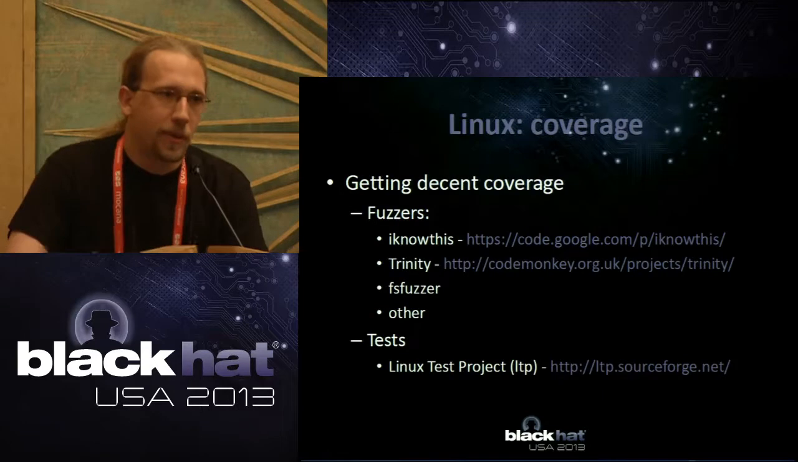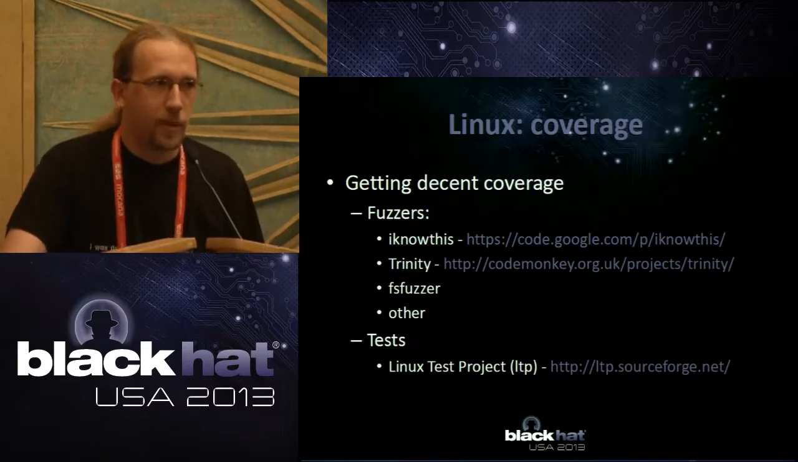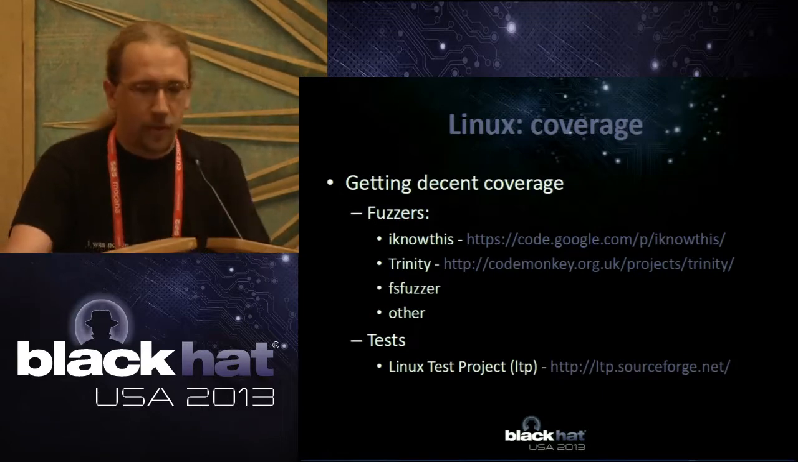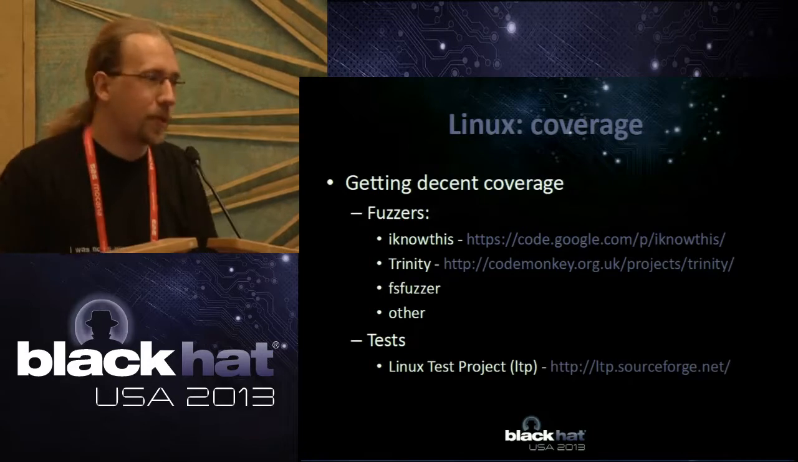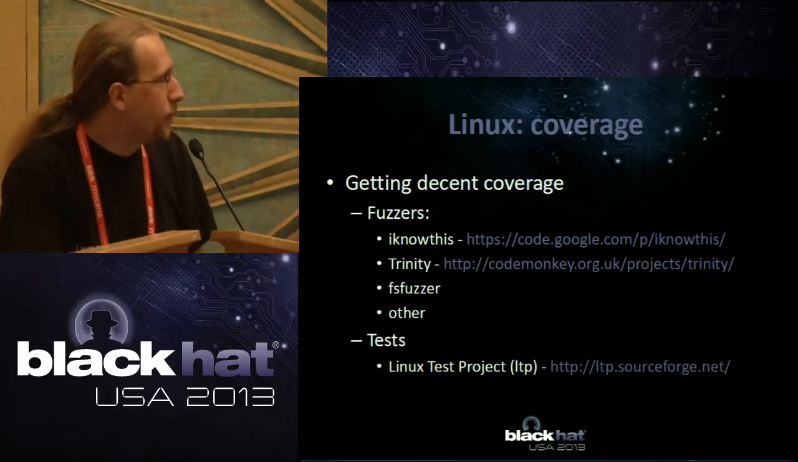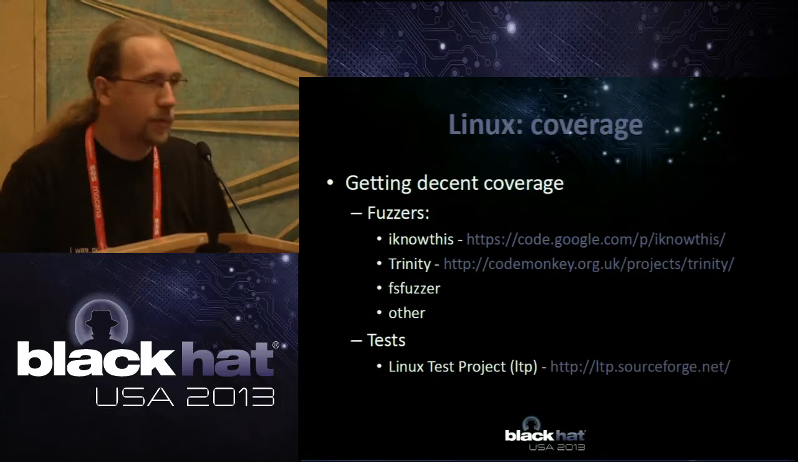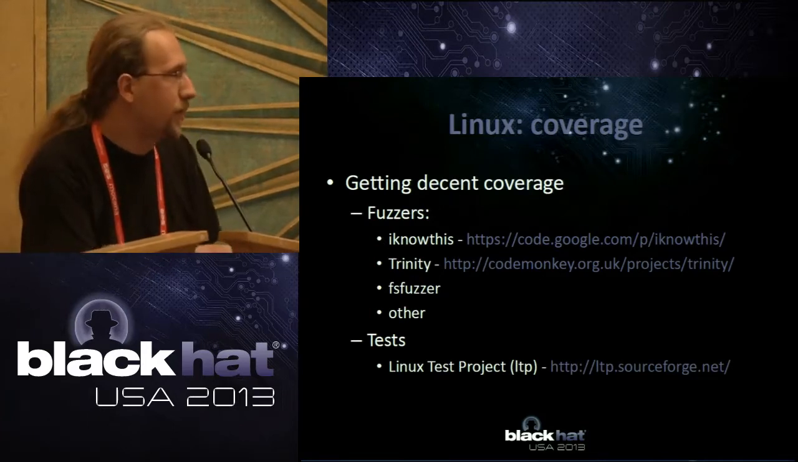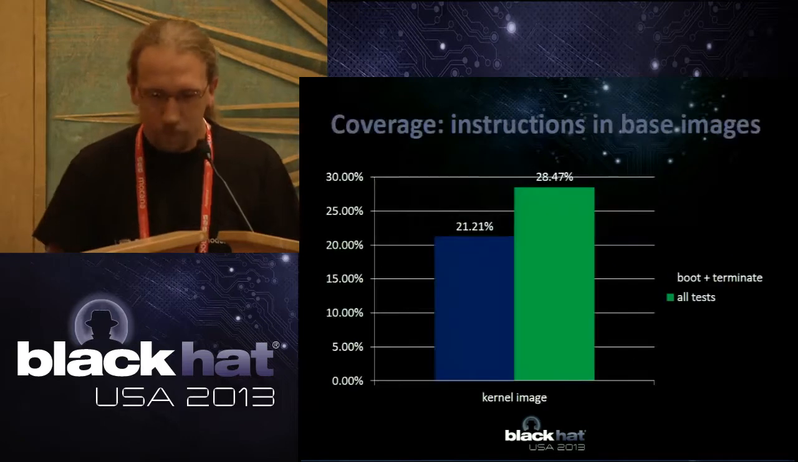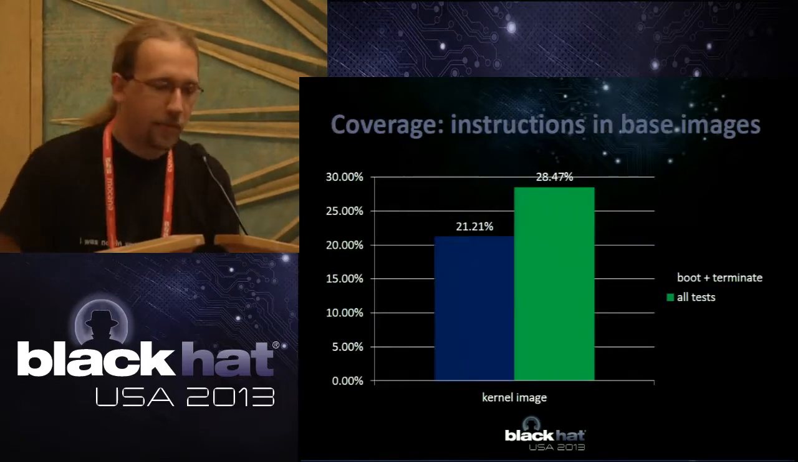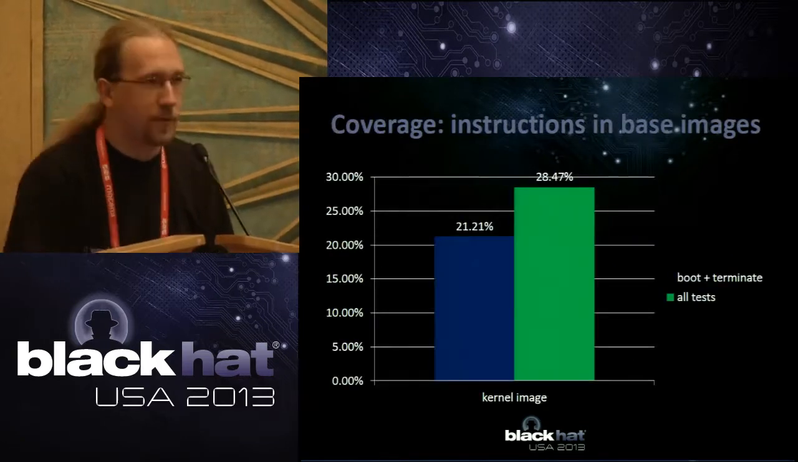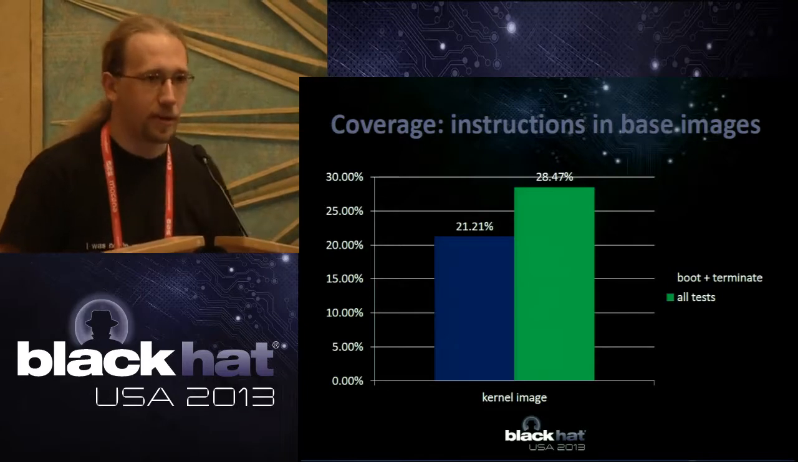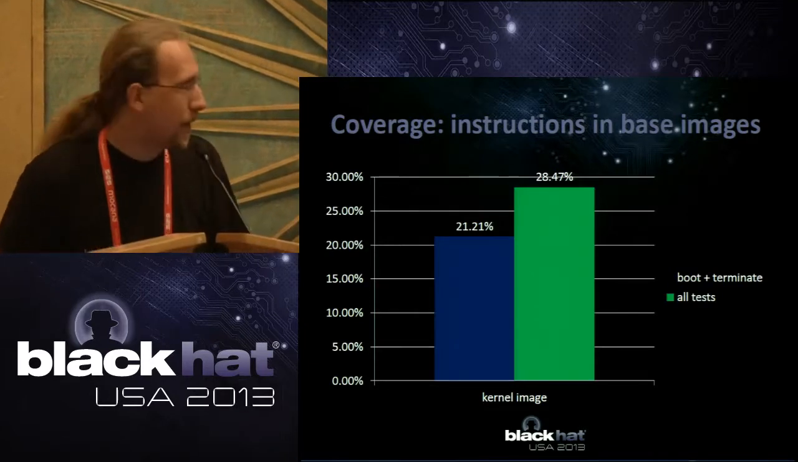Okay, so we have symbolizations, we have thread information, we have module information. Now how do we get the coverage? So we run fuzzers. Fuzzers get sometimes decent coverage. We run, I know this, Trinity, fsfuzzer, and some others. And we also run the Linux Test Project, which is a really cool set of tests. In the end, we got a coverage on the level of, I guess, 28%. This is, by the way, instruction granularity in the kernel. It's, I would say, 1/4.